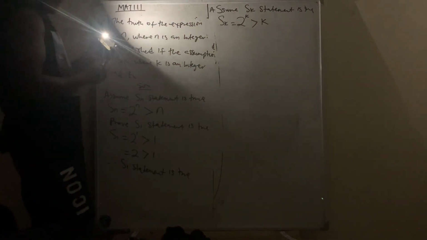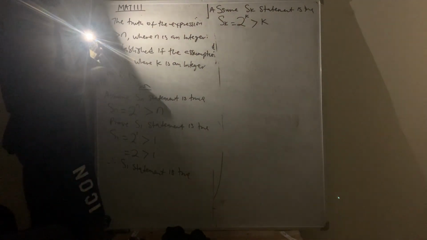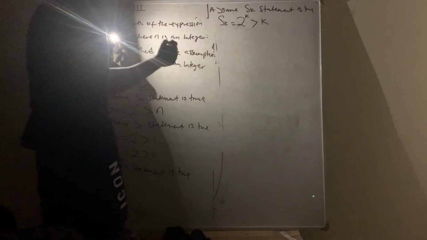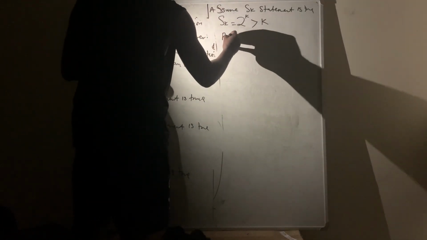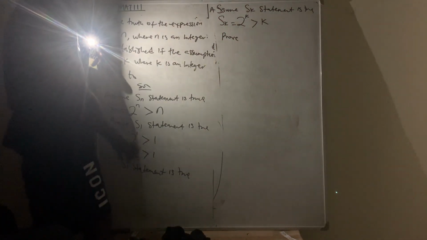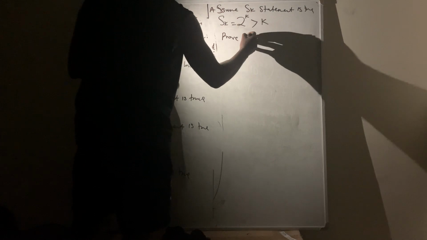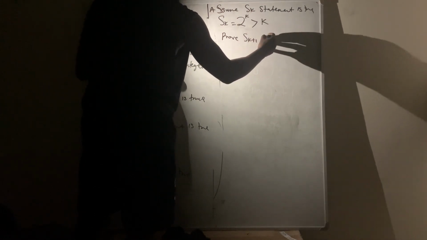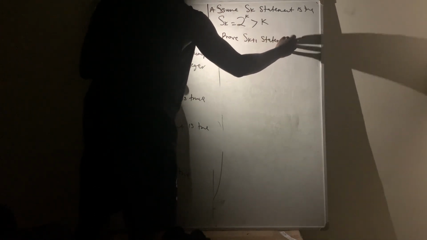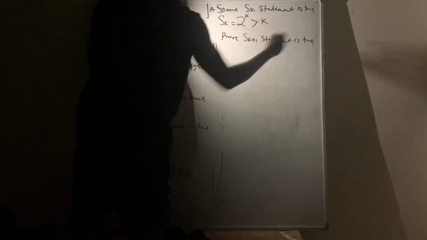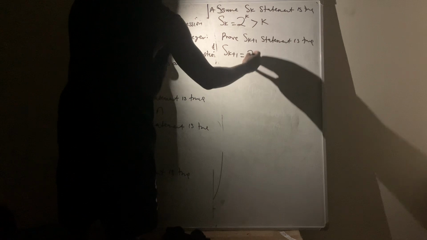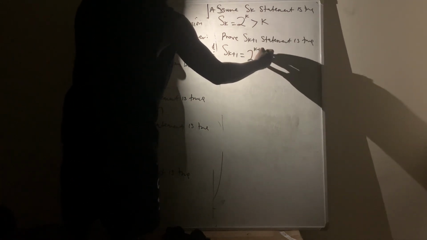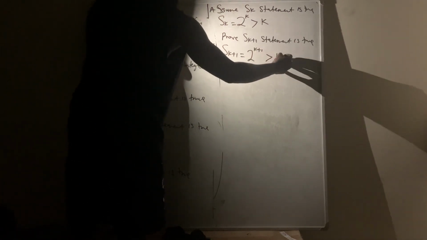All right. So now, what it will lead to is proving that the S(k+1) statement is true. On a normal objective question, you don't need to do all this; you just go straight to this stage, where you should prove the S(k+1) statement. So how do you do that? You say that S(k+1) is 2 raised to power k plus 1 is greater than k plus 1.